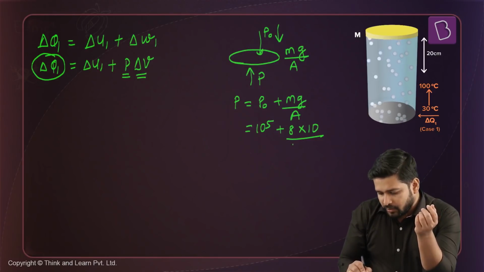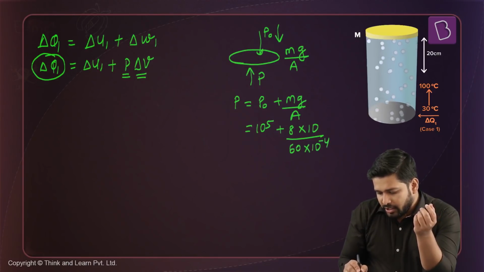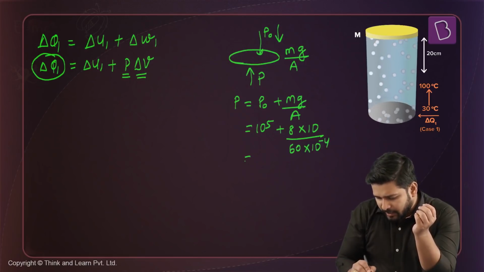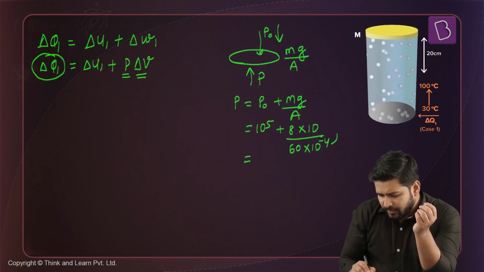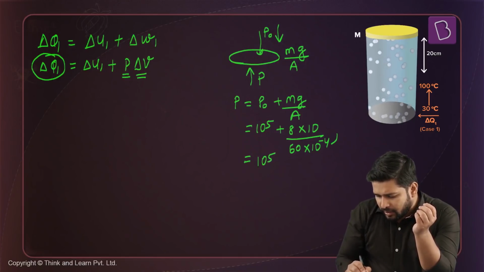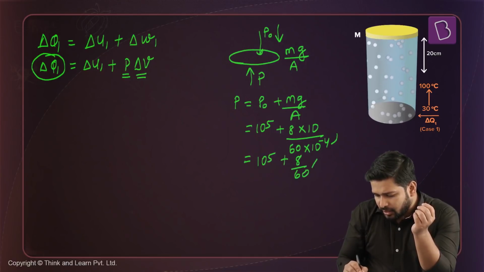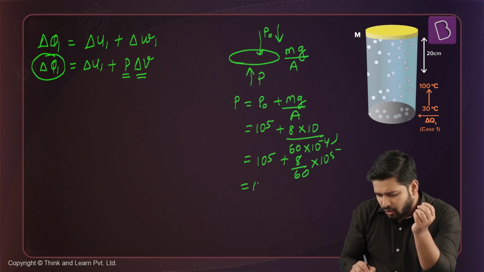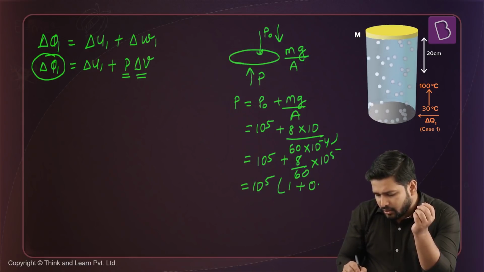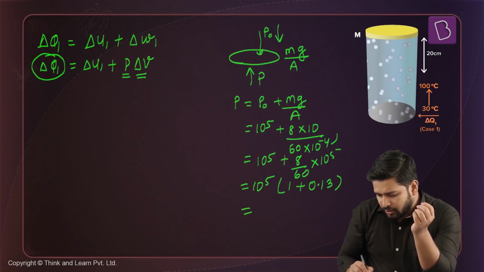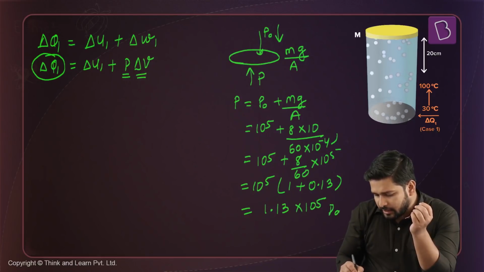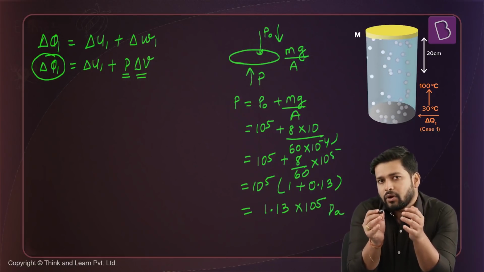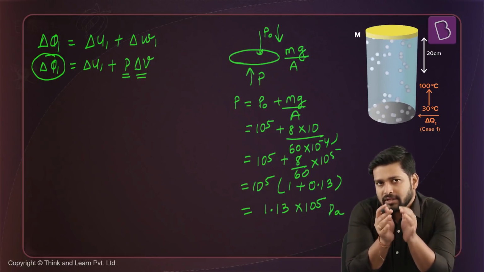So we can convert this into meter square. We can write 60 into 10 to the power minus 4. Now, if I calculate that, I move this part to the numerator, and I get 10 to the power 5 plus 8 upon 60 into 10 to the power 5. I can take 10 to the power 5 as common, and I get 1 plus, and if you calculate 8 upon 60, you get 0.13. So you get 1.13 into 10 to the power 5 Pascal. So that's the value of the pressure inside. All right, so that's the pressure of the gas.